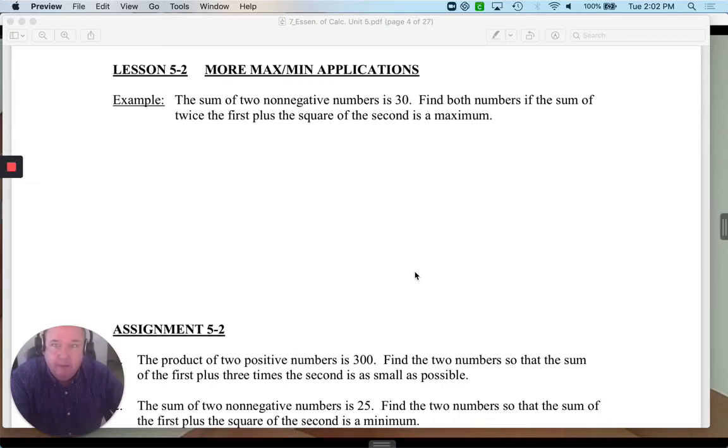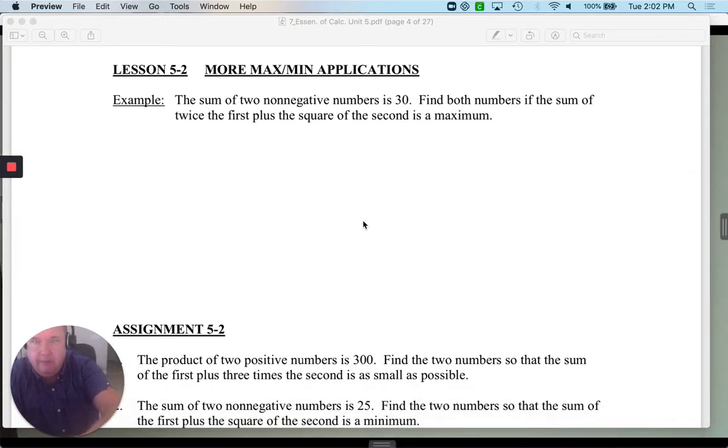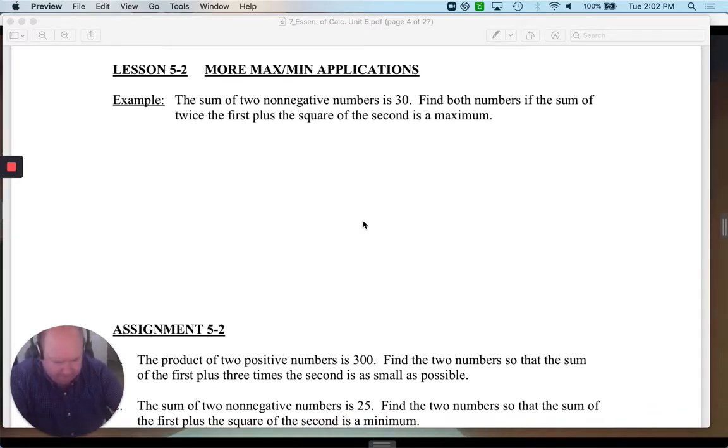All right, so here's 5-2. We have the example. I might go through the example again and then do the assignment with you. So the sum of two non-negative numbers is 30. Find both numbers if the sum of twice the first and then the square of the second is a maximum. So let's just break that down first. You write down the important parts.